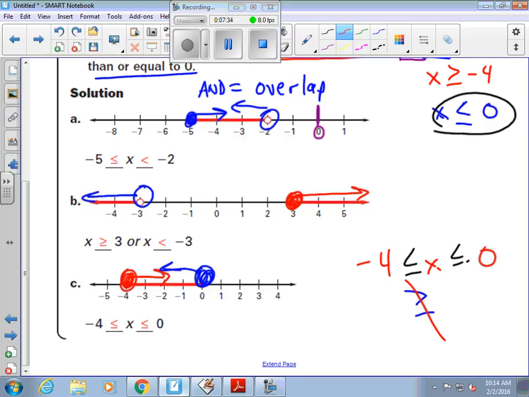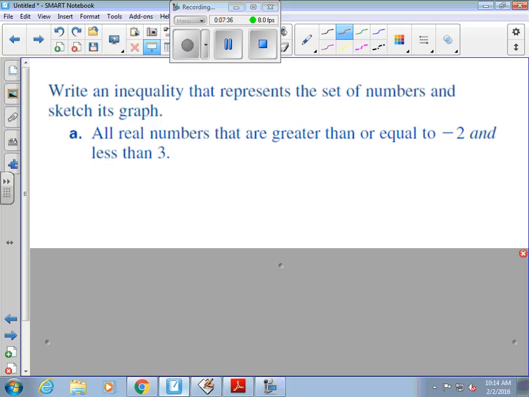On the back, everybody in the white area, let's do this one. You don't have to copy it down. I want you to give me that scenario as a compound inequality. All real numbers that are greater than or equal to -2 and less than 3. Write them as two separate ones and then put them together in the middle. Take about 30 seconds on that.